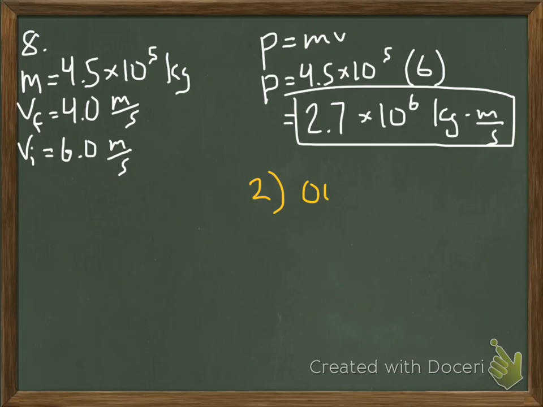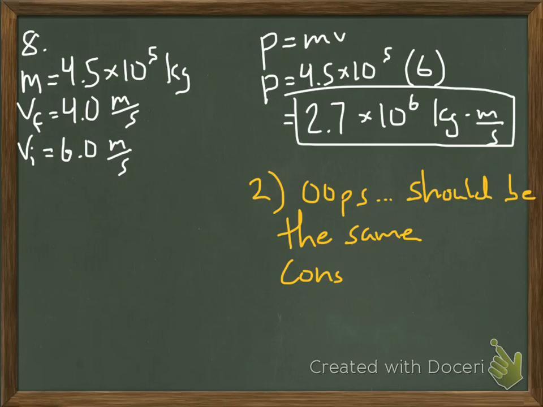So part B here, this is an error, I'm sorry. Momentum should be conserved. You should have the same momentum before and afterwards, but if you actually plug in the numbers, then they're not the same. So I apologize. Should be the same.